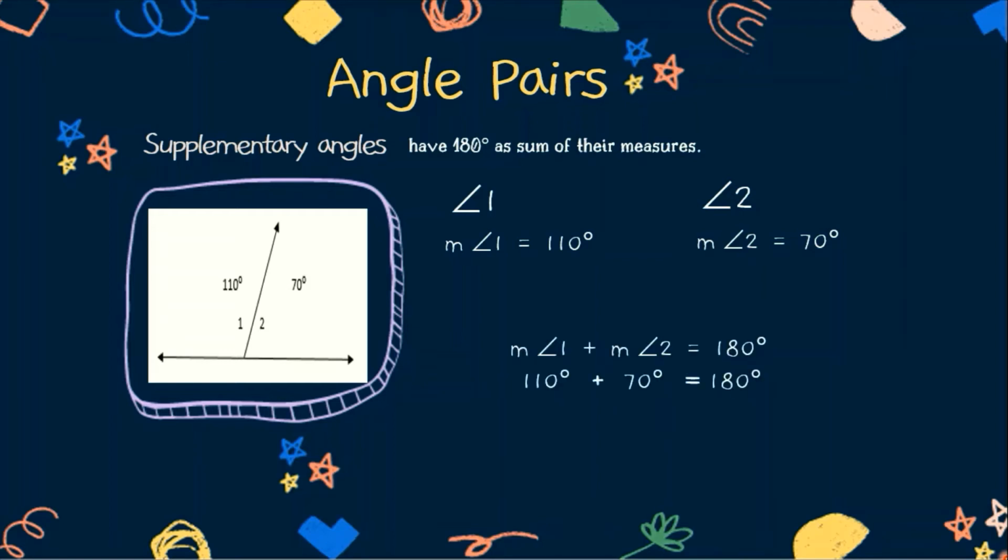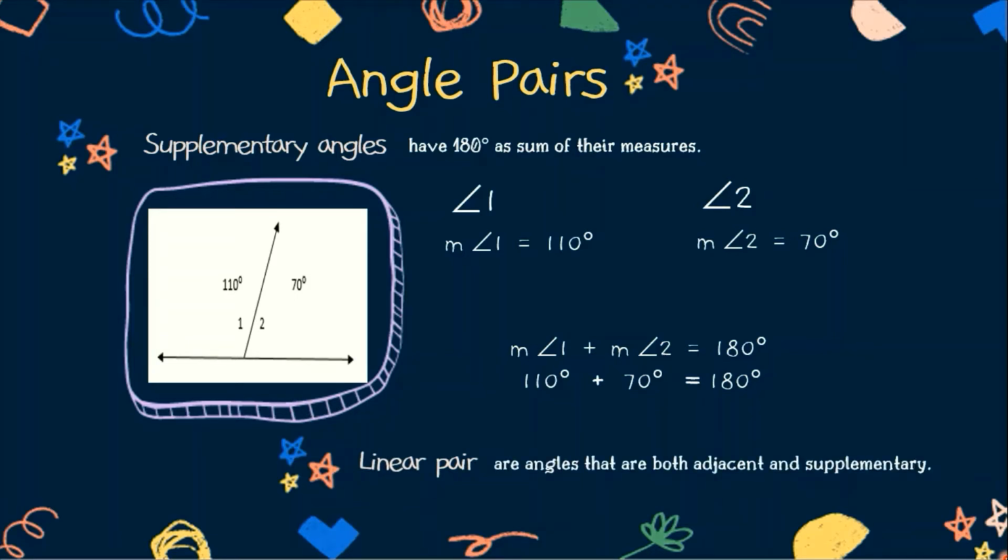Adding them together, sukat ng ating angle 1 ay 110, added to the measure of angle 2, 70 degrees. 110 plus 70 is equal to 180 degrees. Therefore, angles 1 and 2 are supplementary to each other. They are supplementary angles. Aside from being supplementary angles, this is also an example of a linear pair.